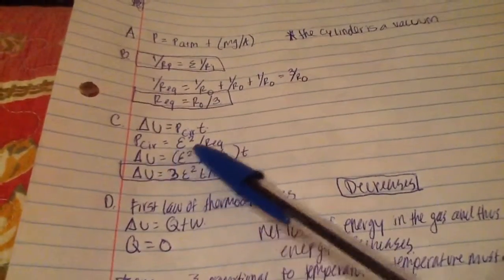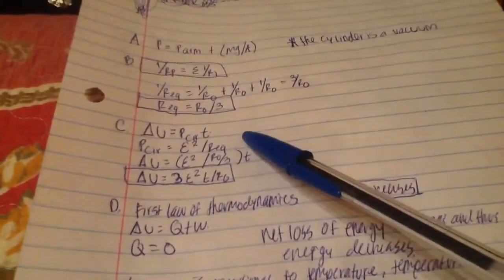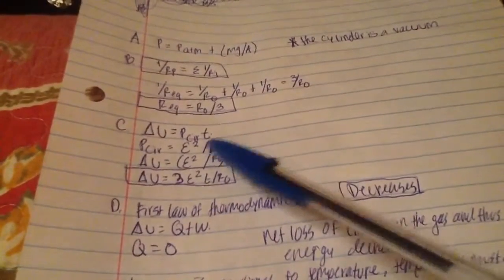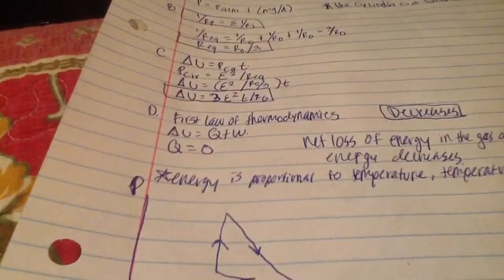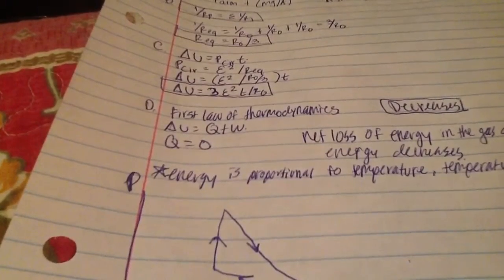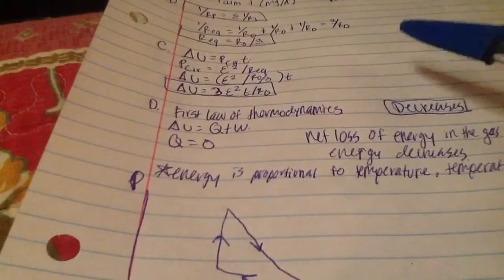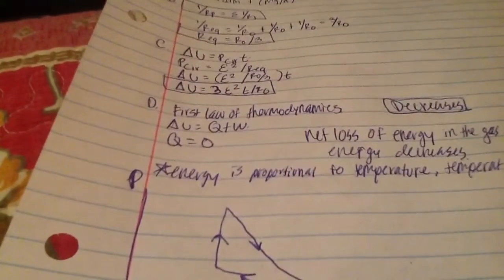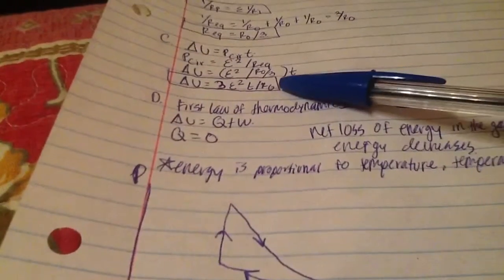P equals E squared over REQ. So this is a formula that we plug in. So delta U equals parentheses E squared over RO over 3 parentheses T. So our answer would be delta U equals 3 E squared T over RO. So that would be our answer for C.